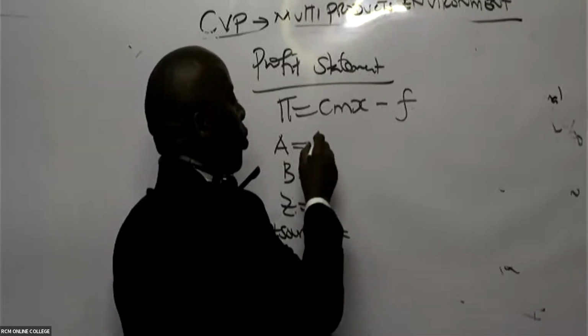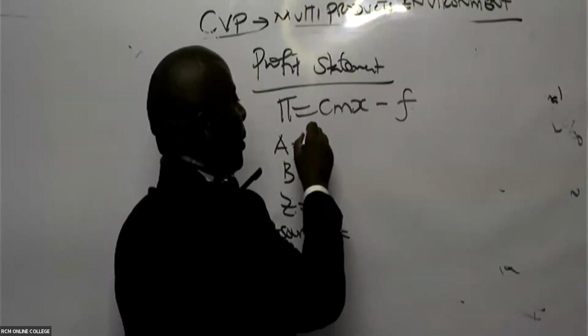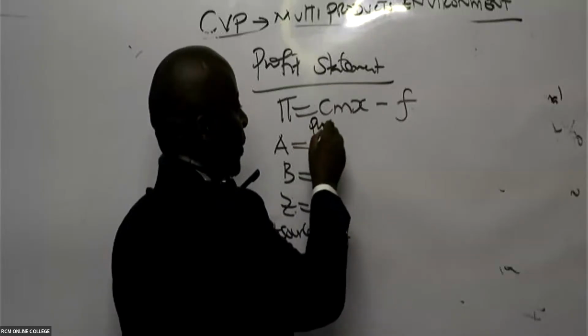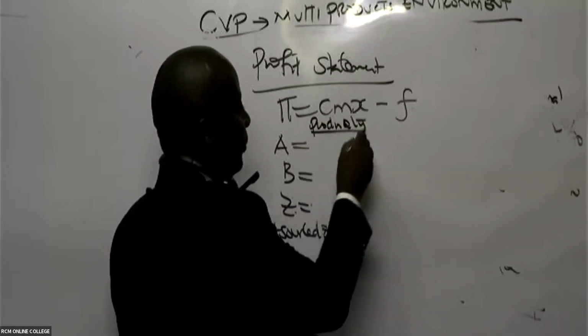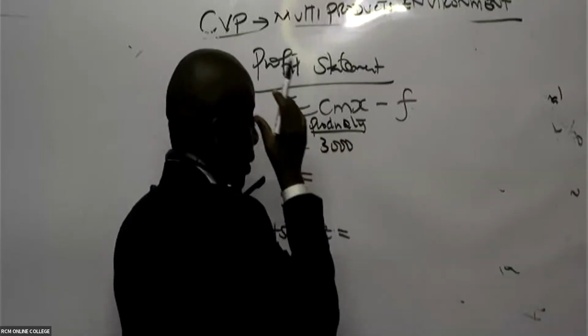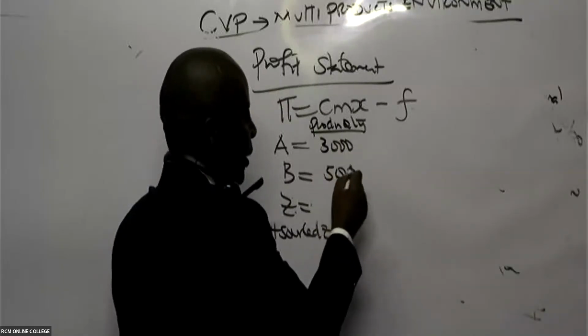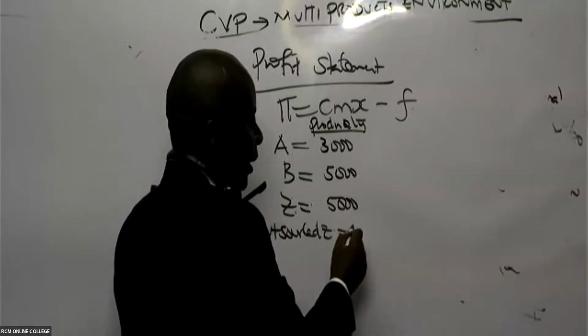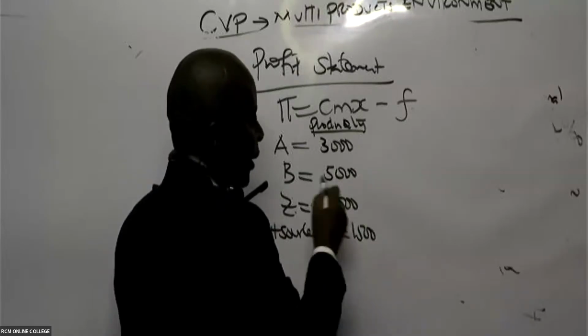Okay, we can even start with the quantity. Let's start with the quantity, the optimal production quantity. The production quantity for this one here was 3,000. This one here, 5,000. Outsourced, how many? 1,500. Thank you so much.